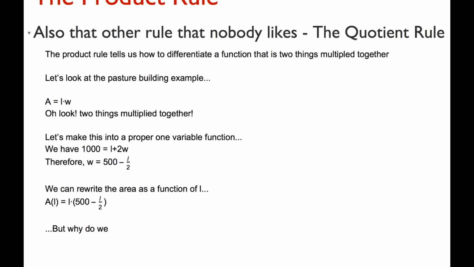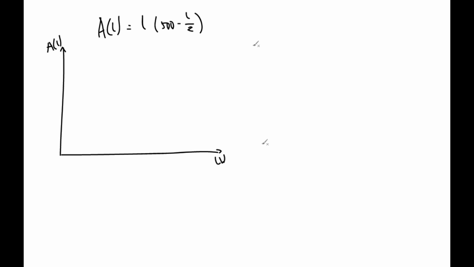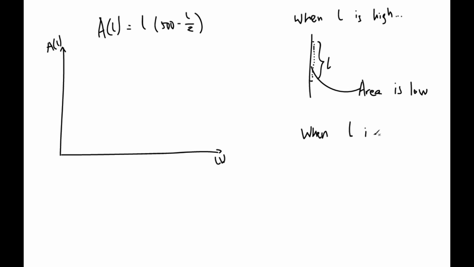But why do we care about finding the derivative of this thing? Why would that help us solve the problem? So let's think about it for a moment. When we build a really, really long pasture, the width has to be really small because we have a limited amount of fence, and that makes the area quite low. When L is too low, well, the area is also low because now you have this really, really thin pasture that isn't really area efficient.